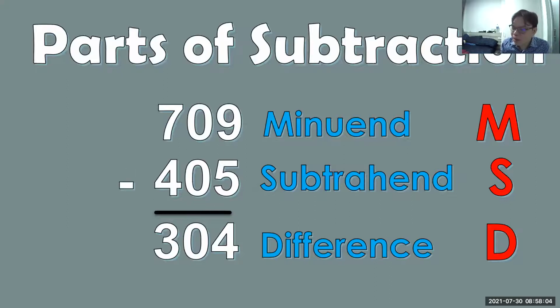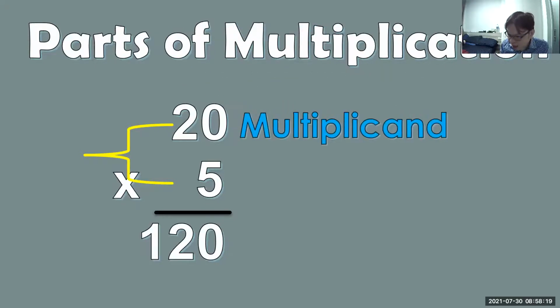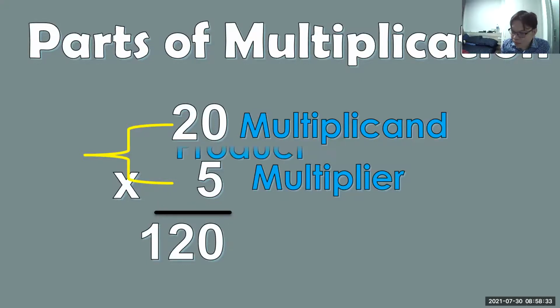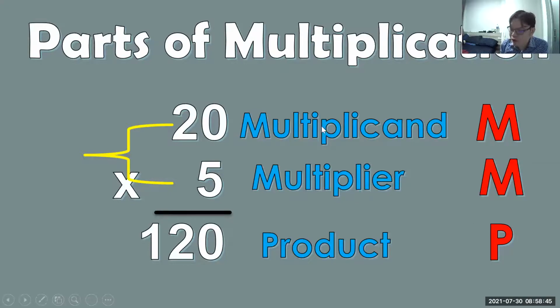And for your multiplication, what are the parts of your multiplication? We have example 20 times 5 equals 120. What is 20 again? We call it multiplicand. And 5, we call it multiplier. And 120, we call it product. If you can't remember, let's have this MMP: M for multiplicand, M for multiplier, and P for product.